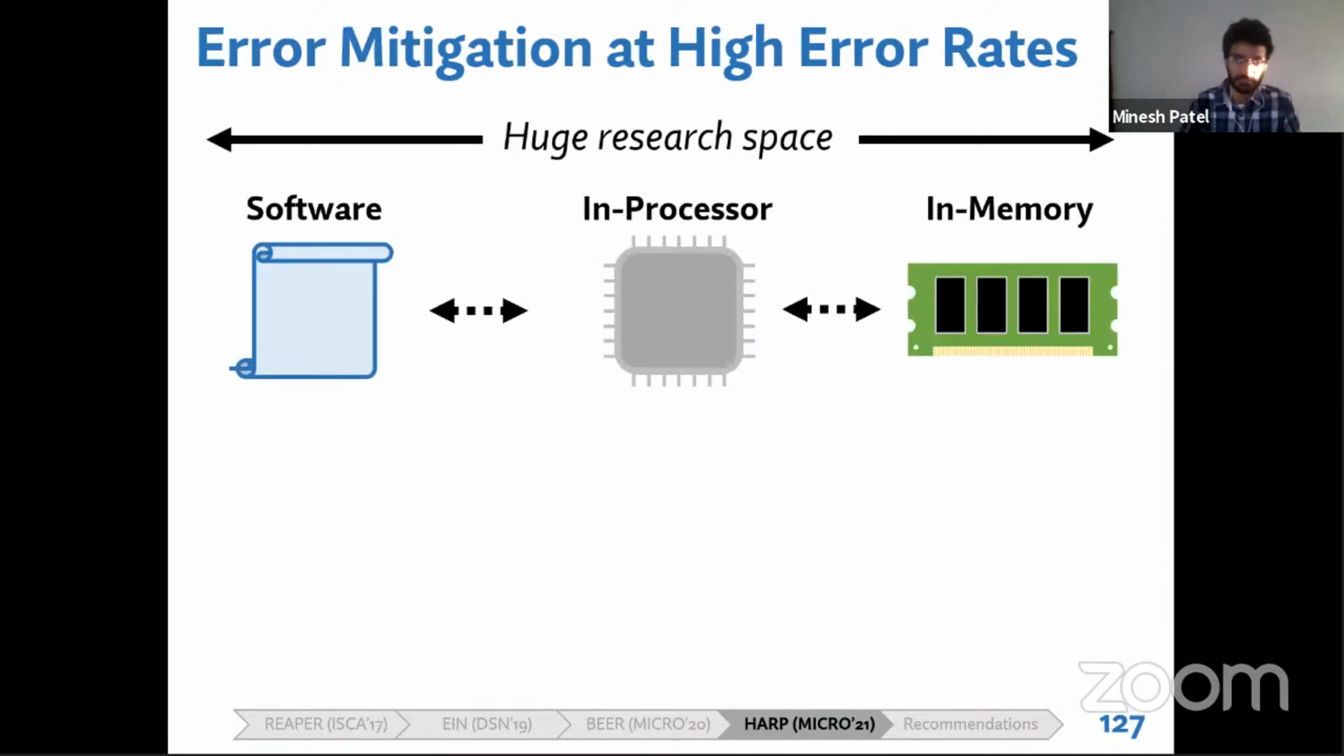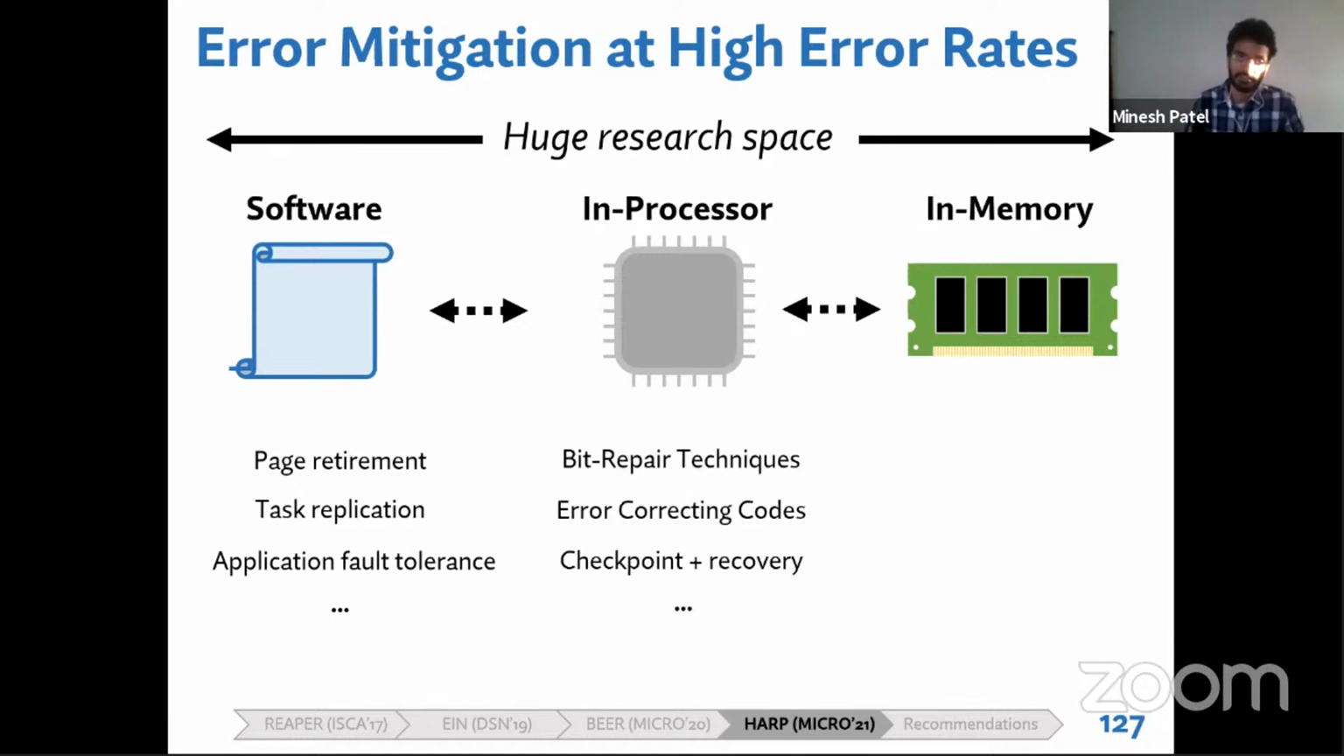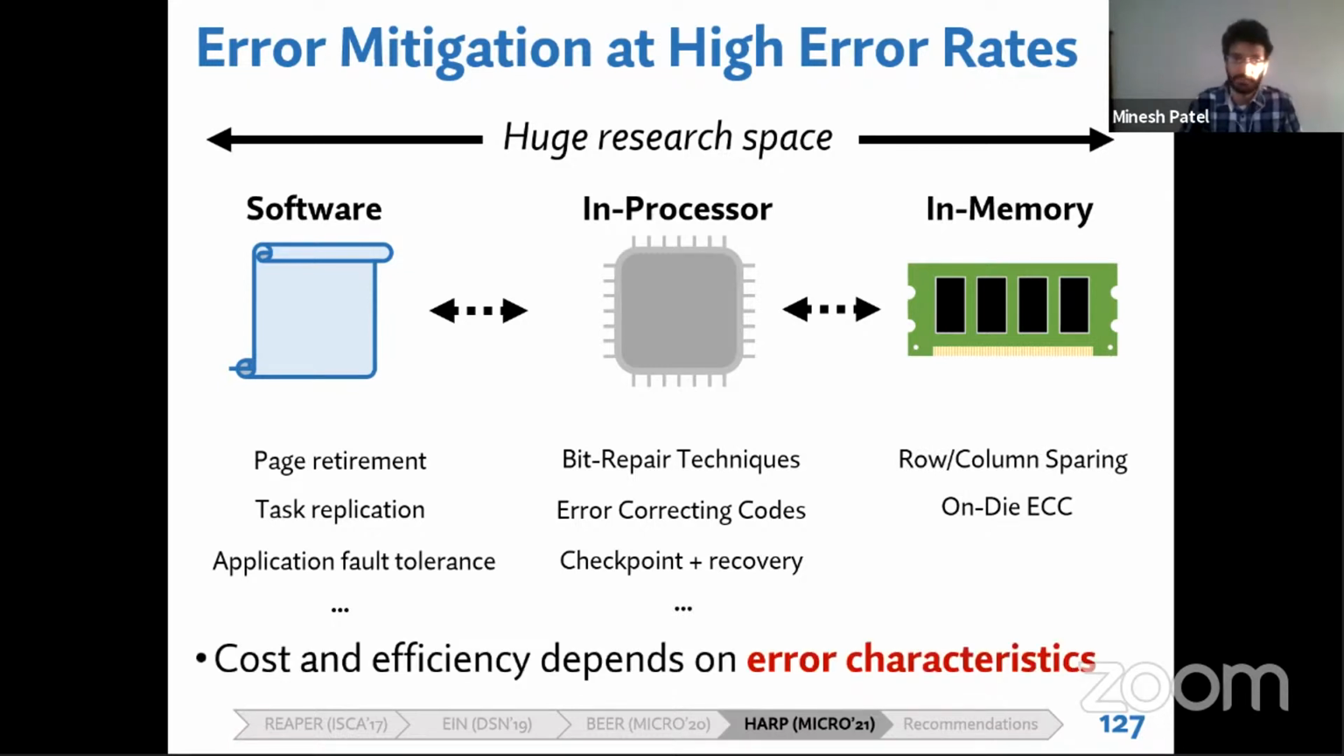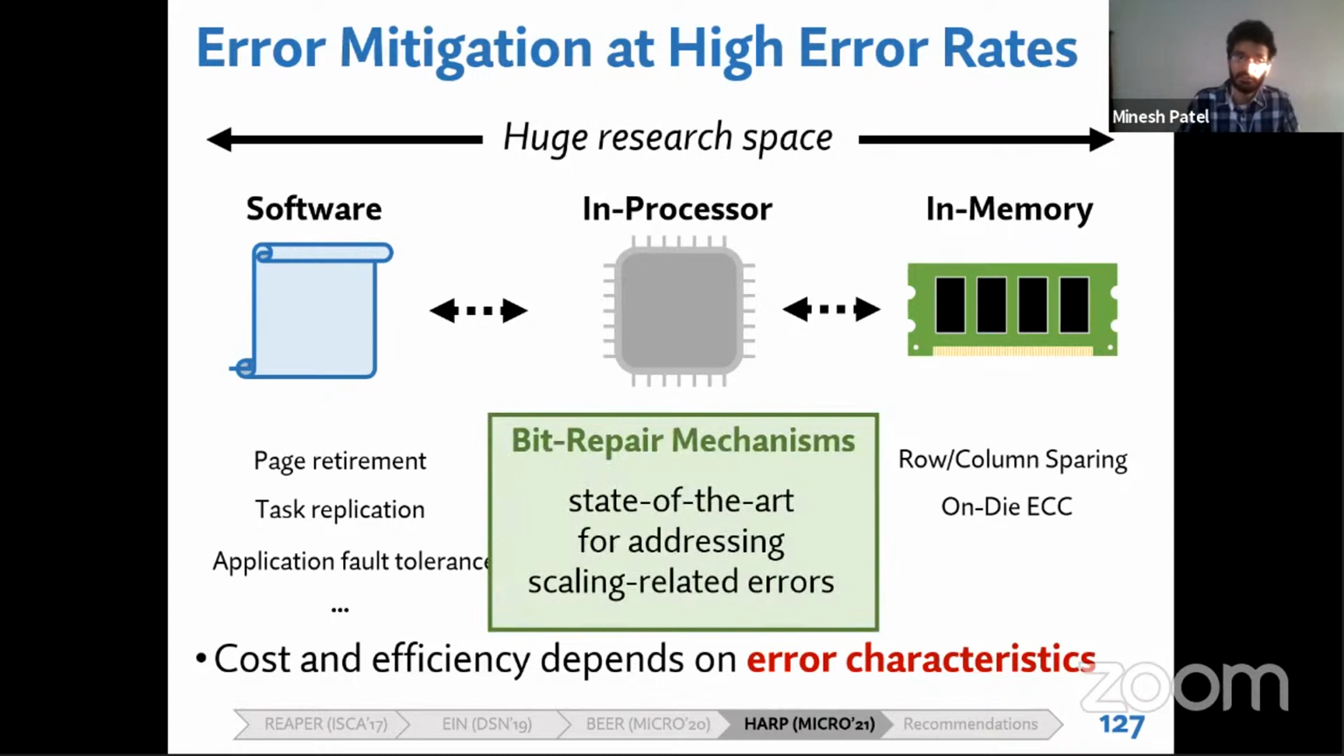Now, error mitigation is a huge research space with solutions that span the entire system stack. And so here are some examples of error mitigation techniques in the software. These include things like page replication, page retirement, task replication, and fault tolerance techniques within the processor, including bit repair techniques, error correcting coding, and checkpoint recovery mechanisms, and within the memory itself, such as row and column sparing and on-die ECC. So the cost and efficiency of each of these mechanisms depends on the particular error characteristics that need mitigation. And at the high error rates that we expect in the future due to technology scaling, state-of-the-art solutions follow the bit repair approach. And these are what we primarily focus on in our work.